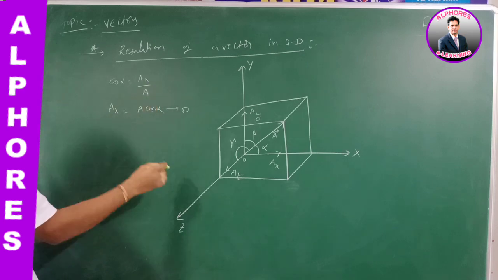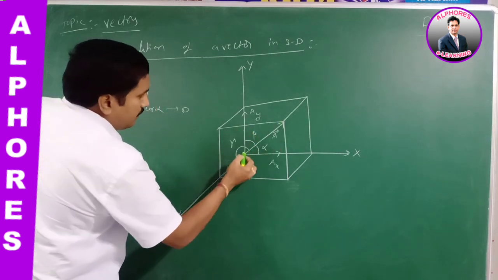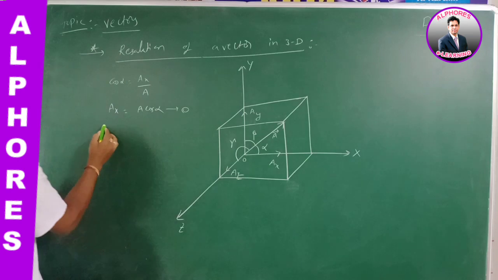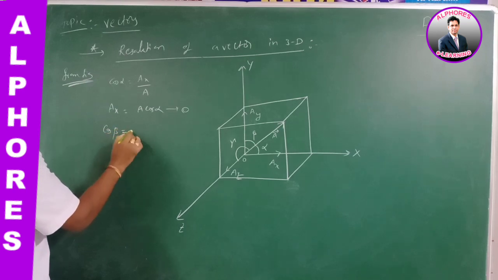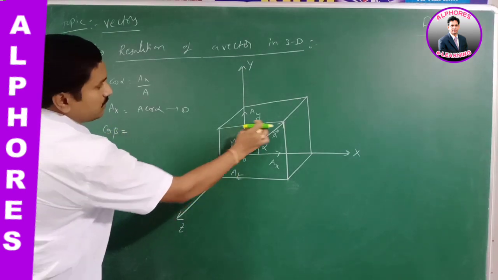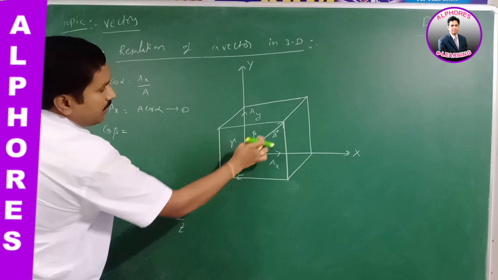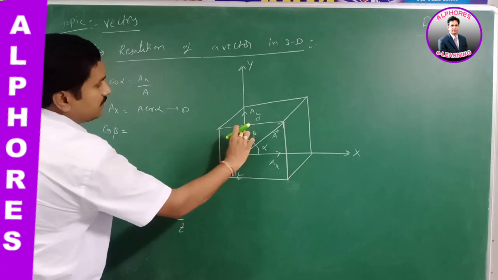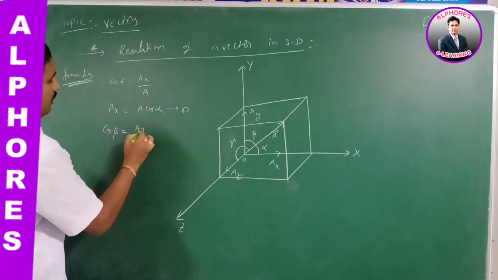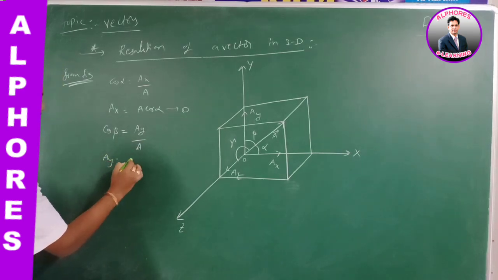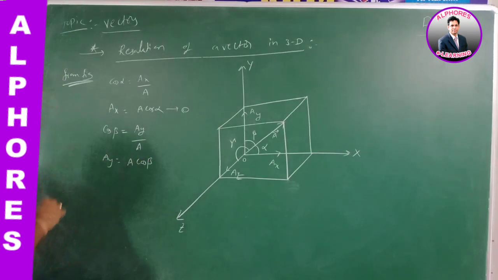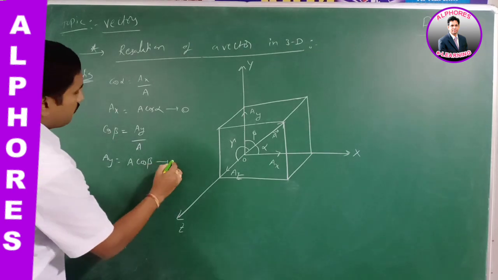Now in the same way, suppose you take this triangle. From the figure only, cos beta is equal to how much? Cos beta is equal to, again from this triangle, this a bar which makes an angle beta with y-axis, this is the adjacent side, so ay by a. That means ay is equal to a cos beta. So this is equation number 2.